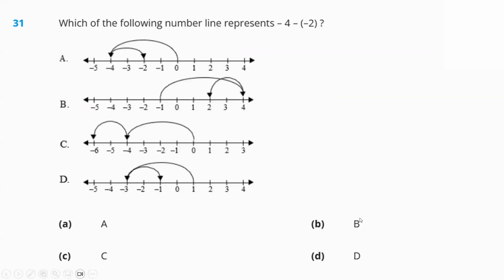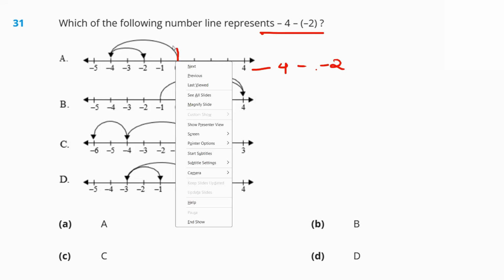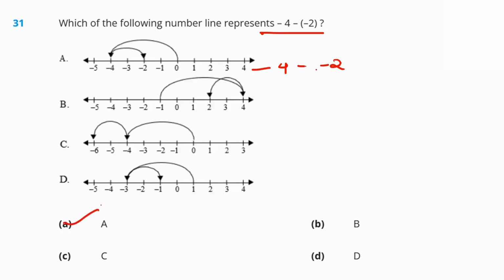Next, question number 31. Which of the number lines over here represents -4 minus of -2? That means you're going to -4 first, then again you are subtracting -2 from there. So see the very first one. From 0 going to -4, then moving back, subtracting -2 again. Option A being the answer.